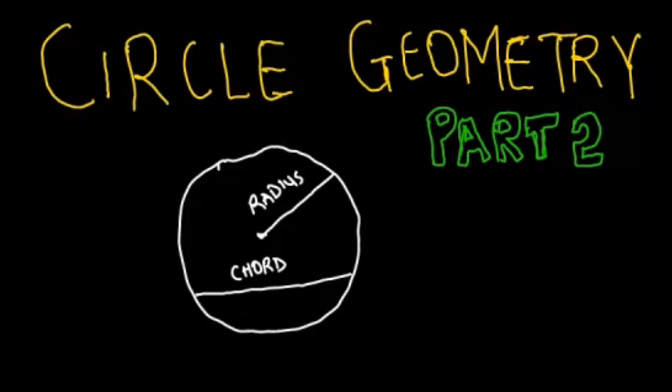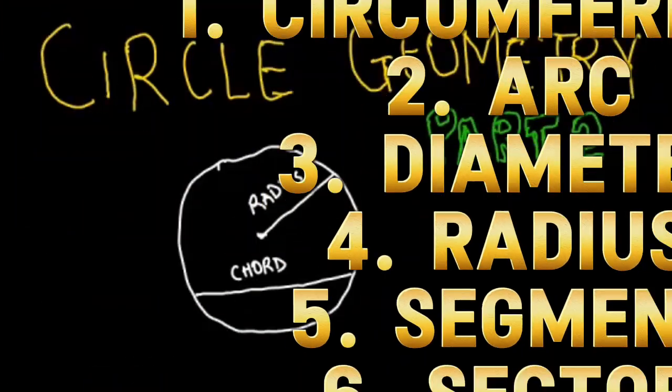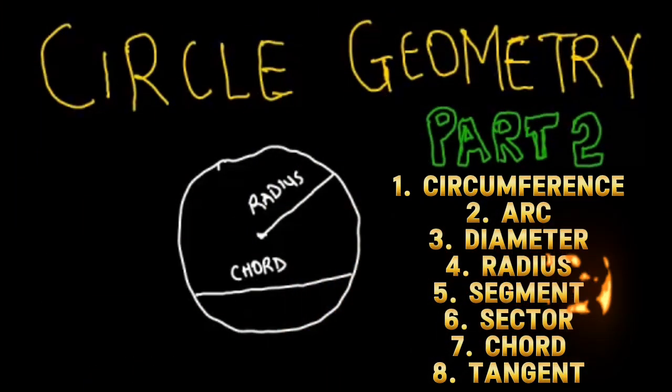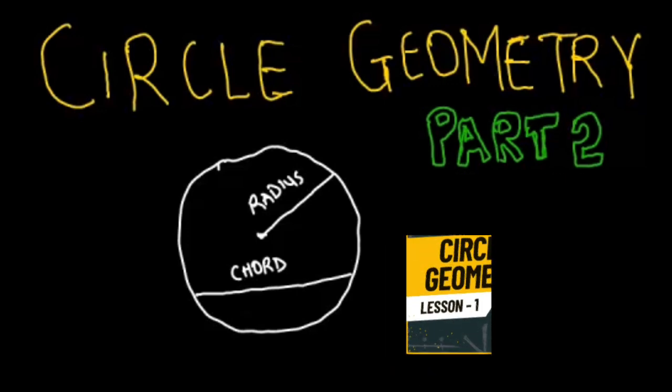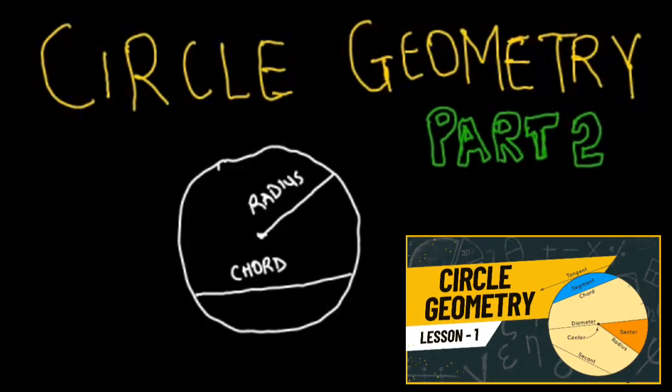Now for you to understand this video lesson and subsequent video lessons on circle geometry, it is important you familiarize yourself with some basic terms of a circle. And what are those terms? We have the circumference, the arc, the diameter, the radius, a segment, a sector, and a chord. So for you to understand this, you can check out the part 1 video lesson on circle geometry.